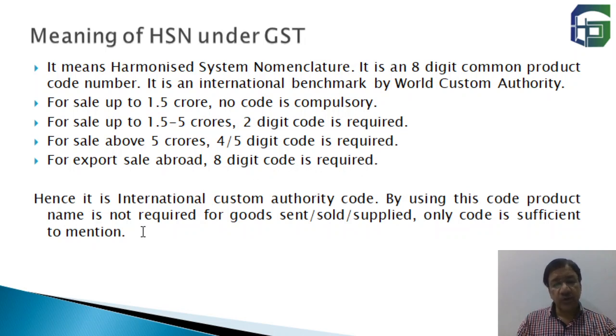So what we come to know is that HSN is a code. It is an international customs authority code. By using this code, the product name is not required for goods sent, sold or supplied. Only the code is sufficient to mention. So at the international level, if the code is mentioned, the product is identified by looking at the code, because there are thousands of products. It is very difficult to name every product. So in that case, the code is used. So this is all about HSN code. Now go to the next slide.